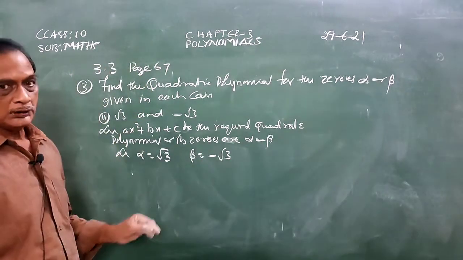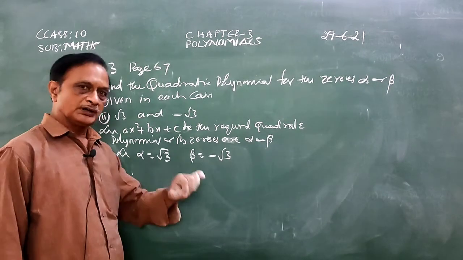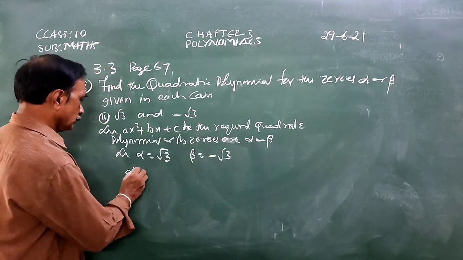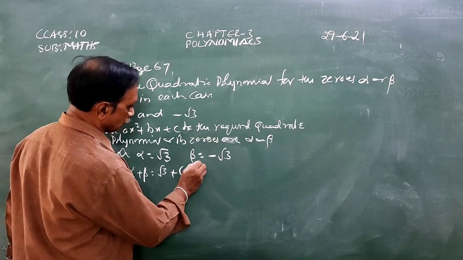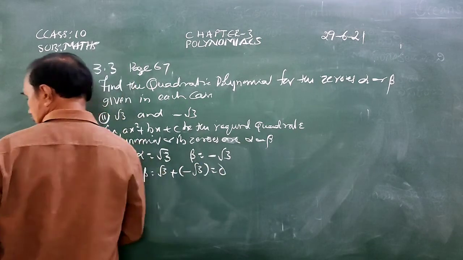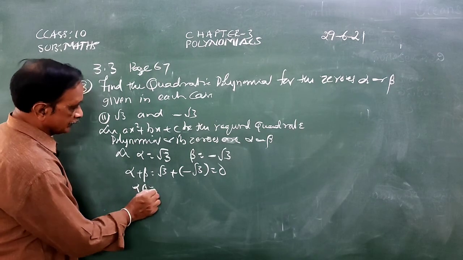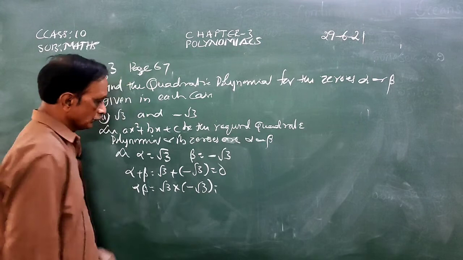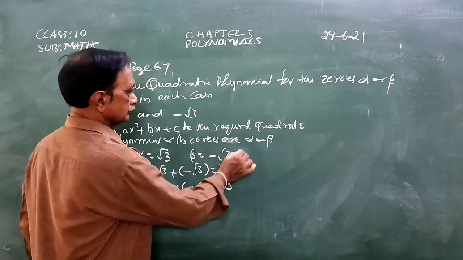So find the quadratic polynomial. What is the formula to find the quadratic polynomial? k into x square minus half alpha plus beta into x plus alpha beta. First of all, you have to find alpha plus beta. Root 3 plus minus root 3, which is equal to 0. Now, alpha into beta: root 3 into minus root 3, that is minus 3.